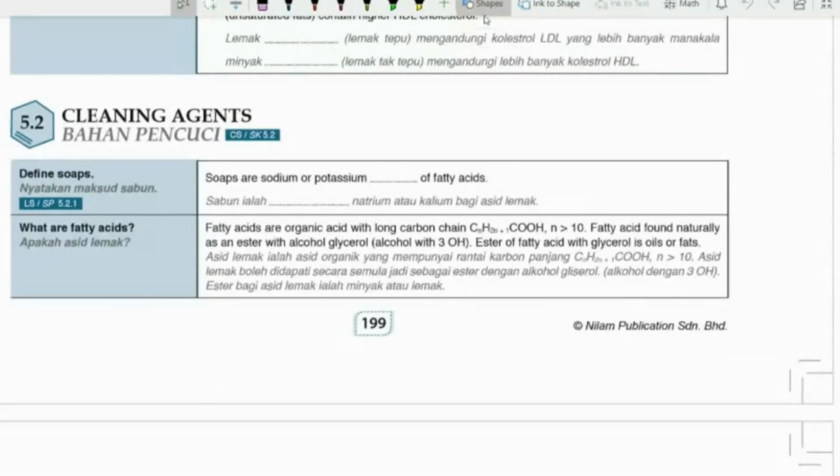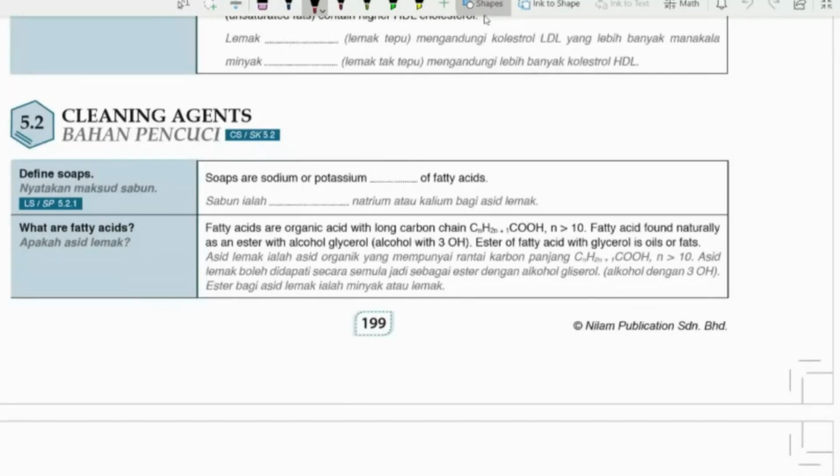Okay, 5.2, we are going to see the cleaning agents. This one is in our old syllabus, still have. This one is more popular, for me, compared to the toddler. But I don't know whether the new syllabus emphasizes it in the exam or not. So we just have to get ready. Now, cleaning agents.